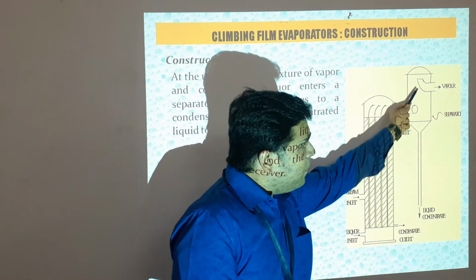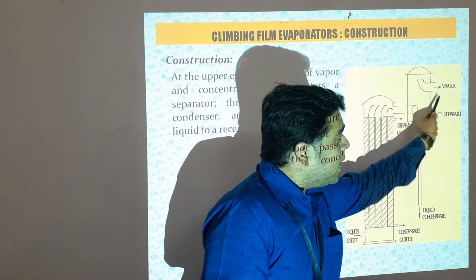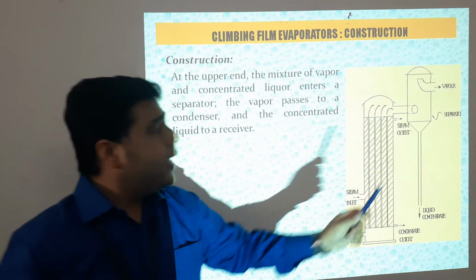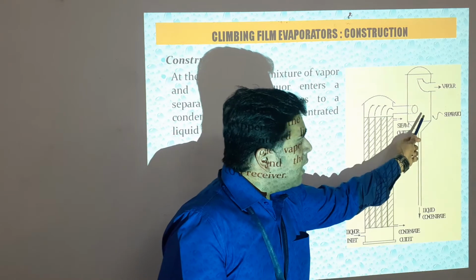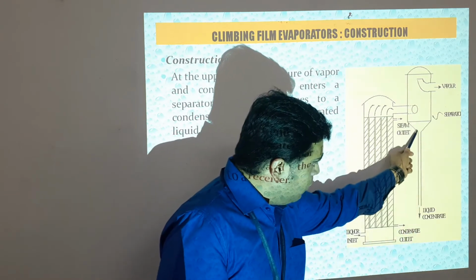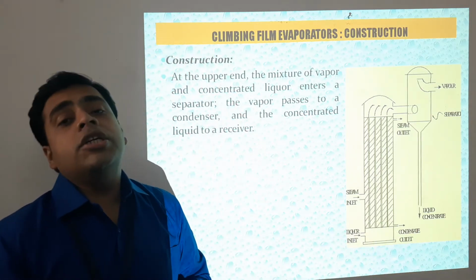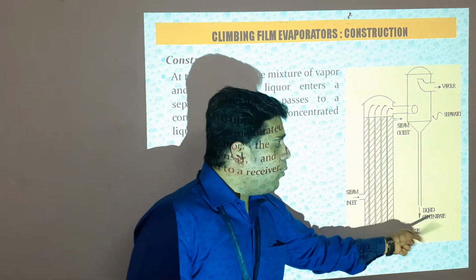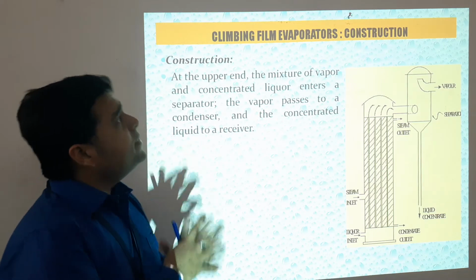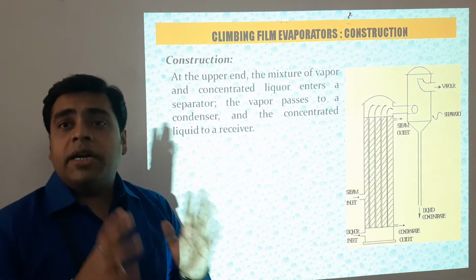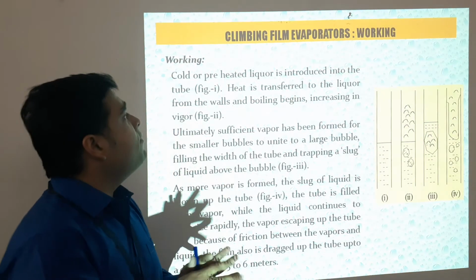The vapor part goes out, and we can employ another pump to pull out the vapor, while the liquid part accumulates here, and we can collect the concentrated liquid from this point only. So let us see the working of this climbing film evaporator.